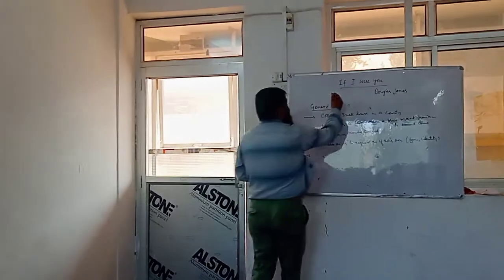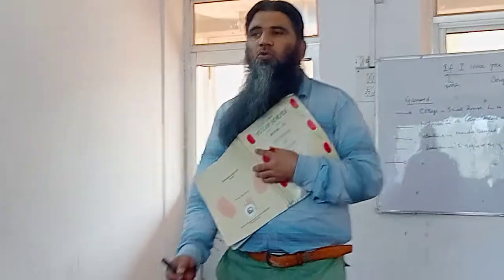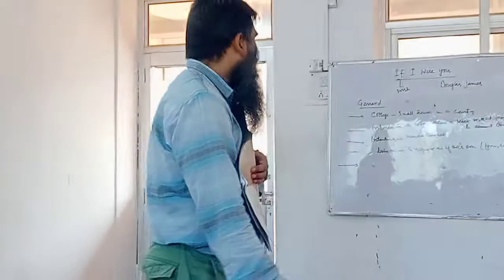So "if" is used here for a wish. "I" here refers to the intruder, and in "were you", "you" refers to Gerard. He wants to be Gerard. He wants to take on the identity of Gerard.